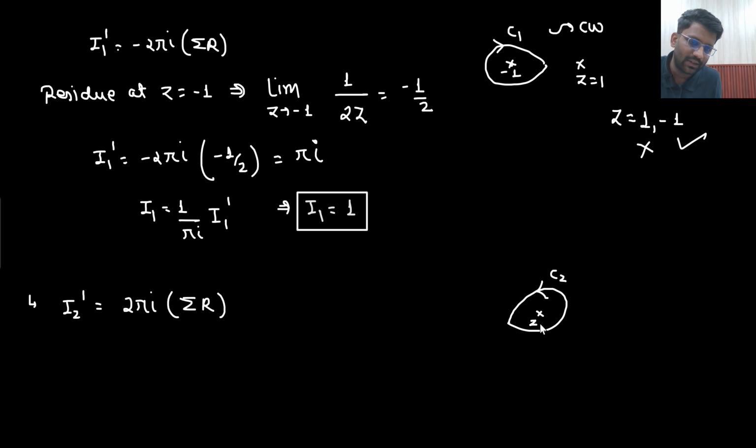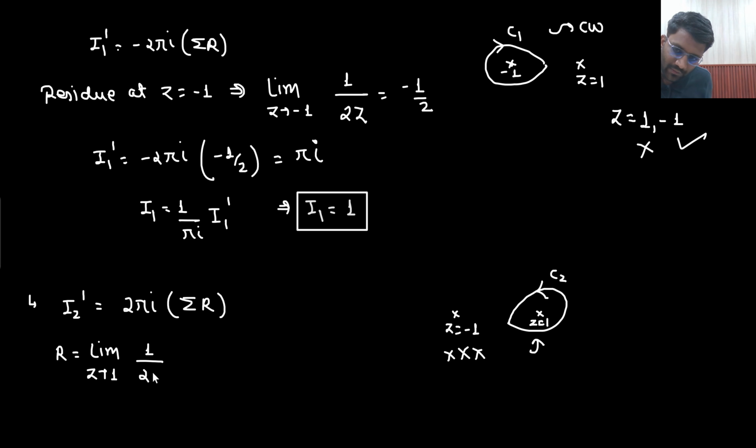Here z equals to 1 is there, right? This is your z equals to 1. So z equals to 1 and z equals to -1. Here is your z equals to -1. So who is the problem? Only this guy is the problem. This guy is not a problem, right? Only z equals to 1 is the problem. That means you are supposed to find out the residue at z equals to 1. So limit z tending to 1, 1 by 2z, that would be 1 by 2. I2 dash would be 2 pi iota into 1 by 2. Answer will be pi iota. Okay, so I2 dash is pi iota.